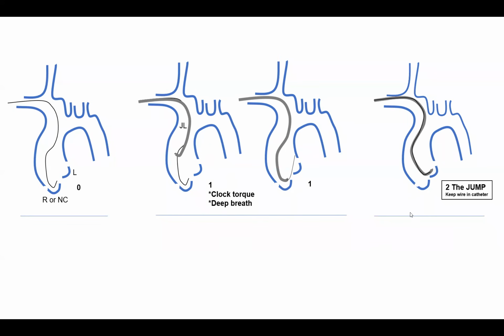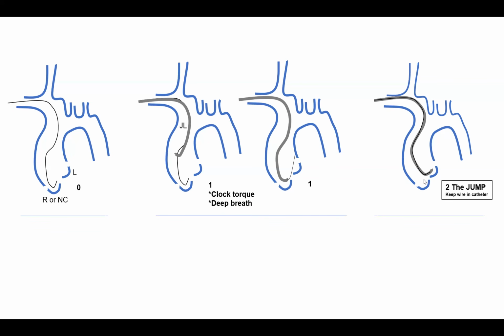Another idea here is I keep the wire in as I'm doing the jump and as I'm engaging the coronary. Why? Because again, this catheter may prolapse out. So if I prolapse out, the wire helps me get back into the coronary sinuses, the sinuses of Valsalva, I mean. That's one thing.